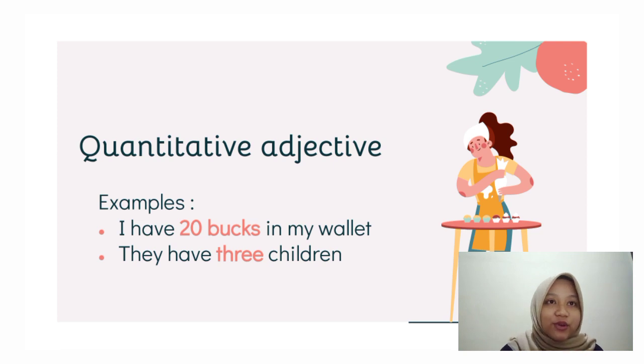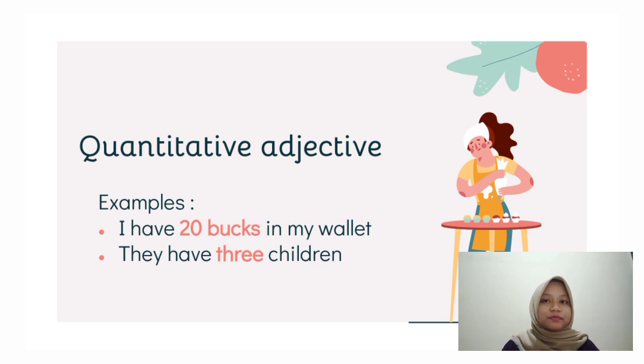And here we have two examples of this adjective. The first is, I have 20 bucks in my wallet. The word 20 refers to a quantitative adjective because it is a number. It is the same for the second example. They have 3 children, and the word 3 here refers to a quantitative adjective because it is a number.